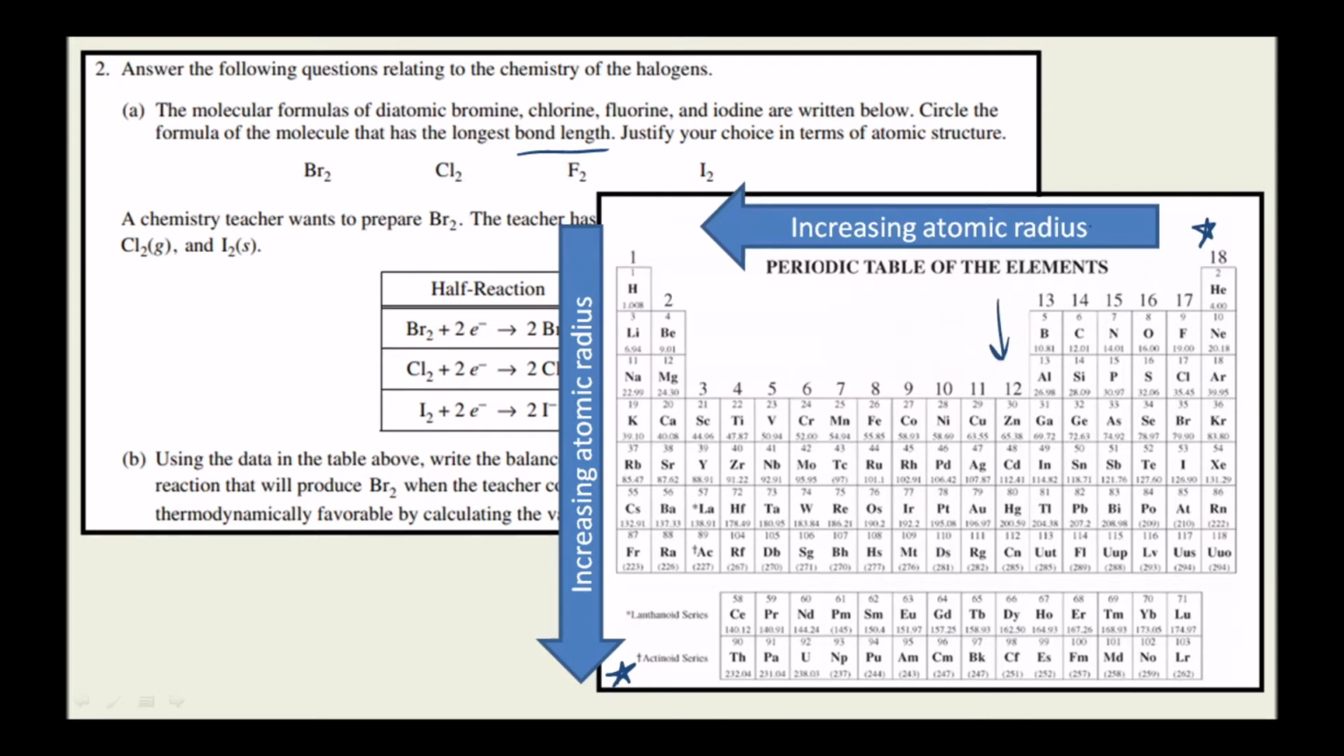So the elements that we're looking at are fluorine, chlorine, bromine, and iodine. And so iodine has the largest atomic radius. So individual iodine atoms are larger than any of those of bromine, chlorine, or fluorine. And so when bonded, the distance between the nuclei of I2 will be greater than bromine, chlorine, or fluorine. The iodine atoms are larger, so the distance between the two nuclei in bonded I2 will also be larger.